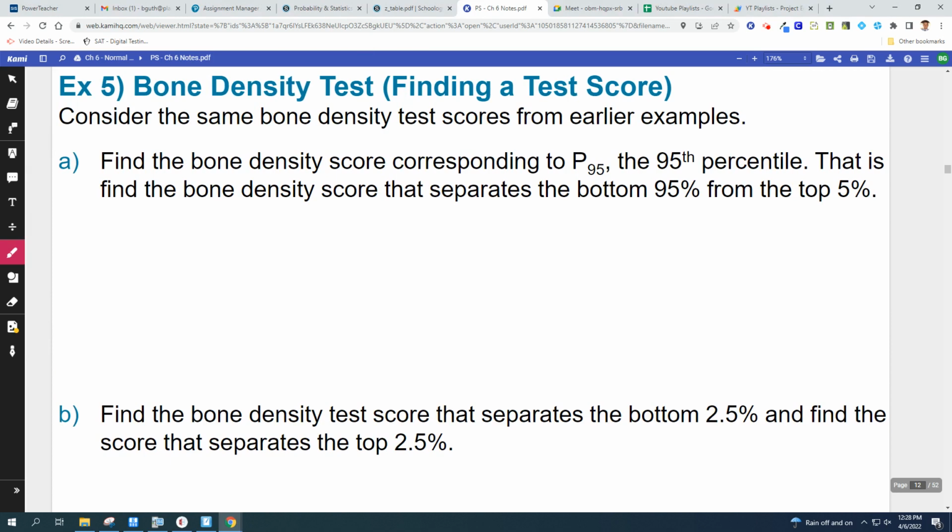Number 5, bone density test, finding a test score. Find the bone density score corresponding to P95, the 95th percentile. That is, find the bone density score that separates the bottom 95% from the top 5%. Most people get confused by the 95th percentile, but just think about your picture.